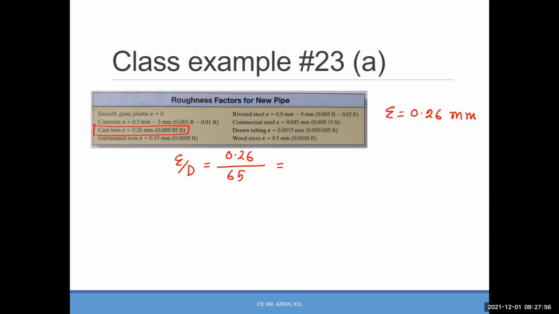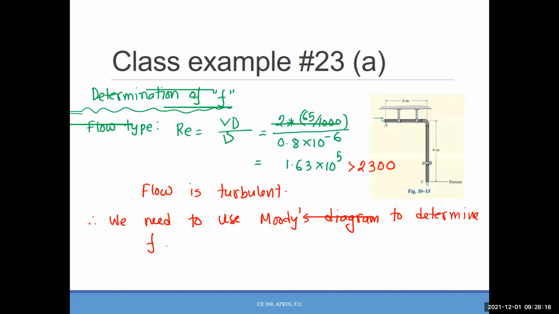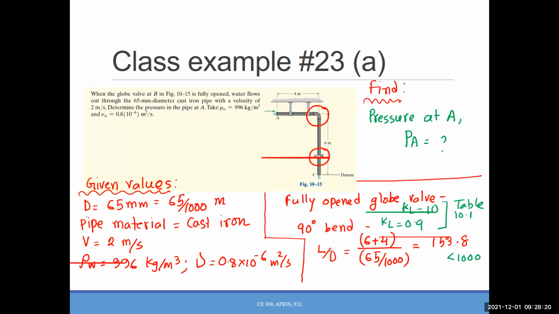What number did you get for this one? 0.004. Okay. Now I will go back to the given values and write them down on that table also, so that you have everything on the same table. So 0.004. I will go back to the very first one here.